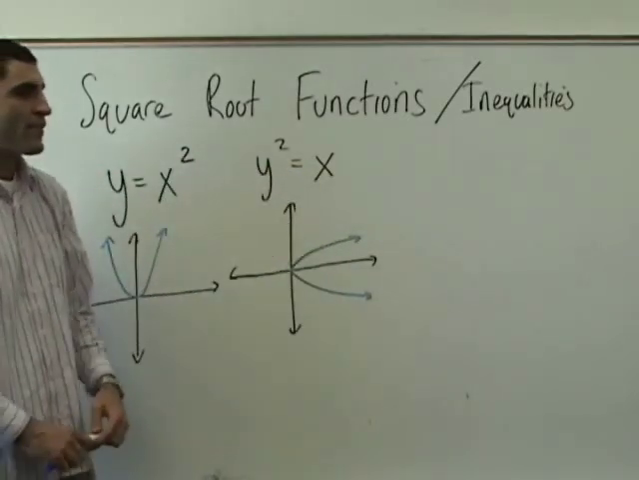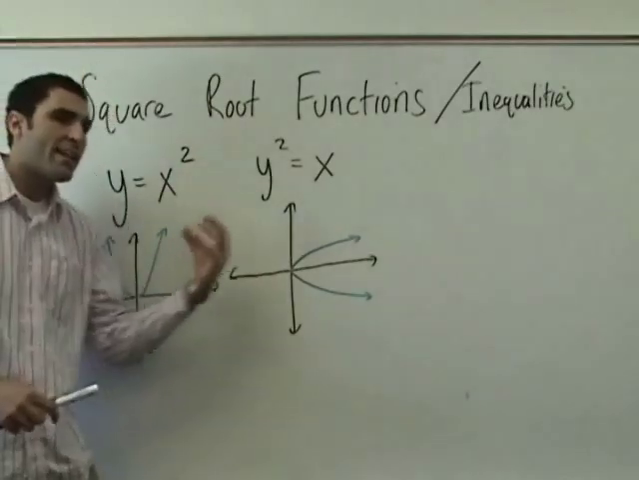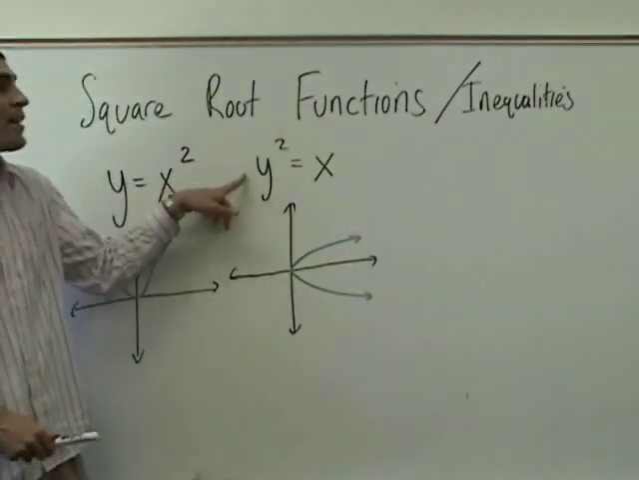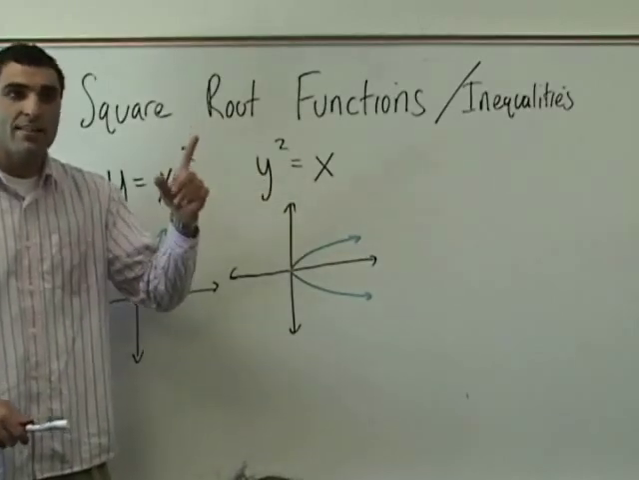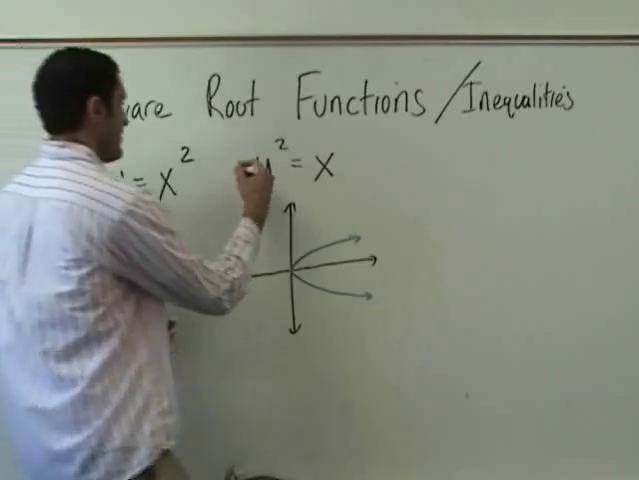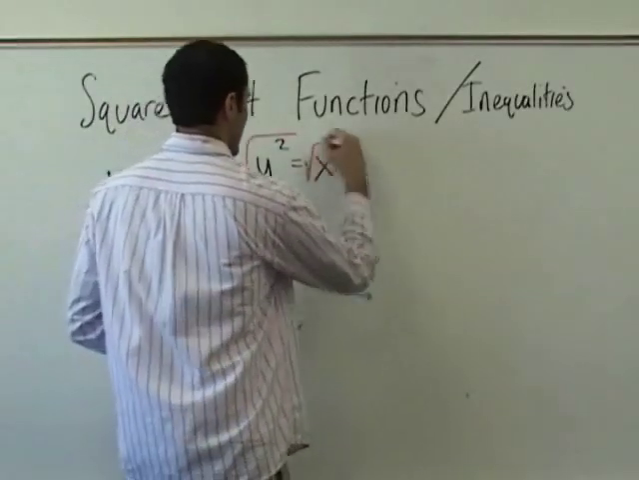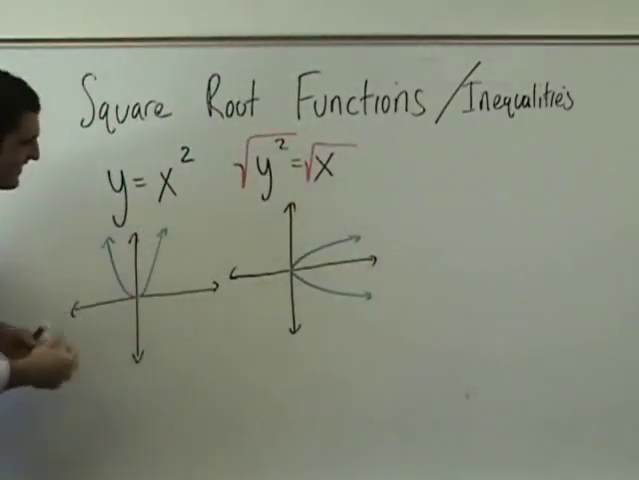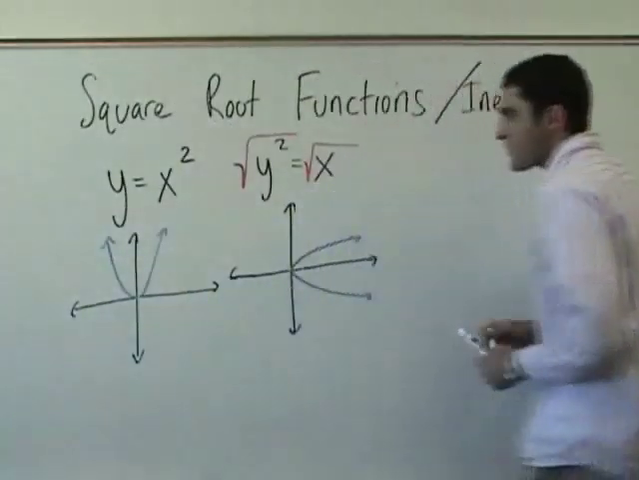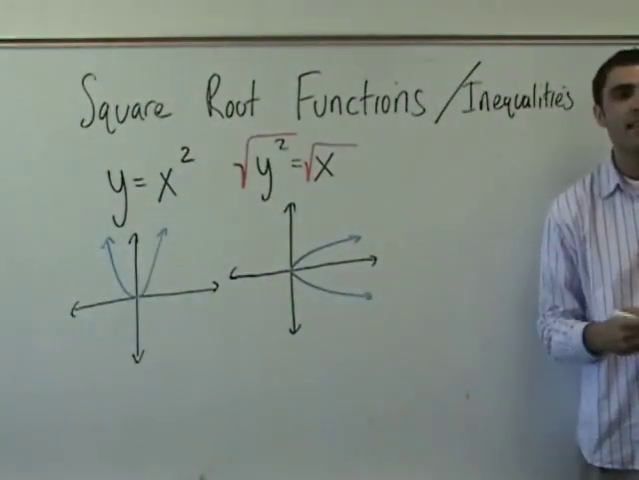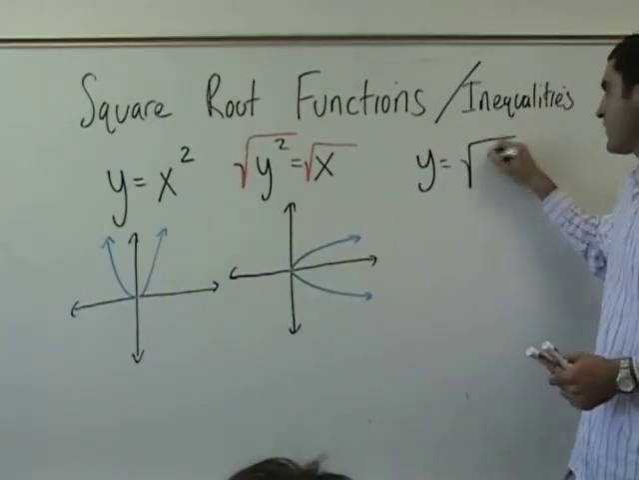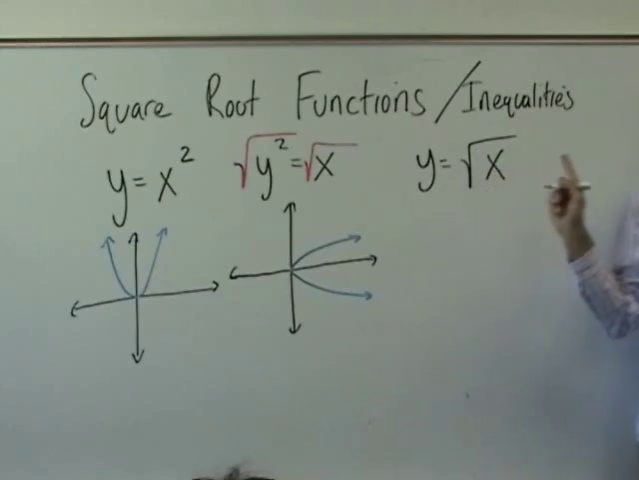So the way to make this a function is to make it y equals something, just like in your graphing calculators. How do we get y by itself here? You square root it. Okay, so we square root it. What's the equation that results? Y equals the square root of x. This is what we're working with today.